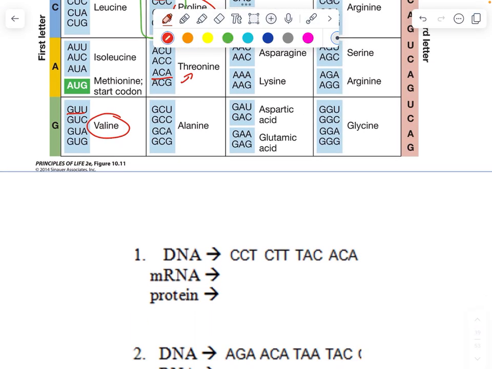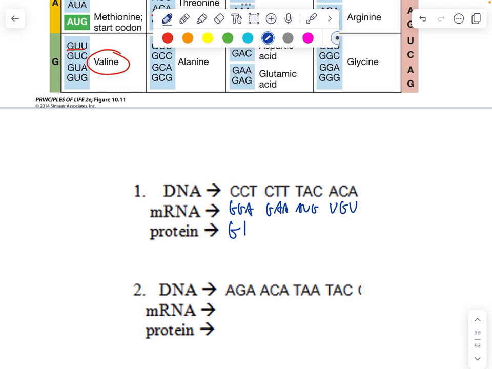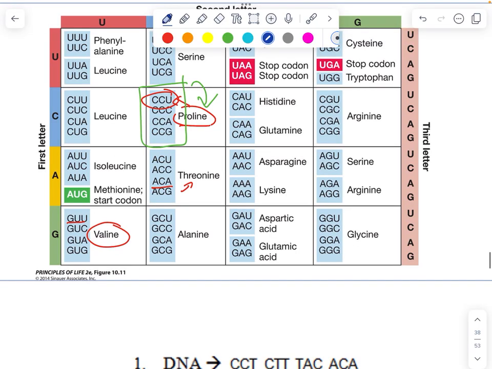So CCT, let's transcribe this. So CCT would be GGA, GAA, this is AUG, and this is UGU, right? Only U's in RNA. And then what would the protein be? Well, you come up here, and the first one is GGA, right? And so you get G, G, so you go across here, come down, meet where the column and rows meet. GGA is right there. It's glycine. Okay, so then you would just write the first 3 letters, glycine with a dash. GAA would be glutamic acid right there. Okay, and so that's GLU.